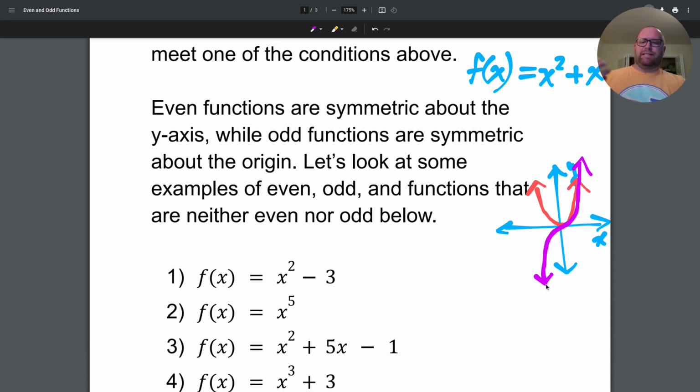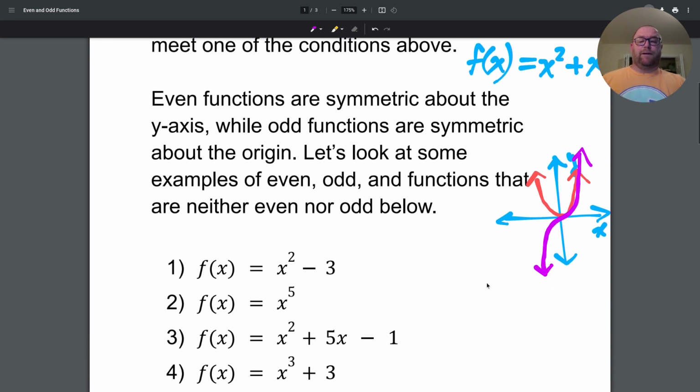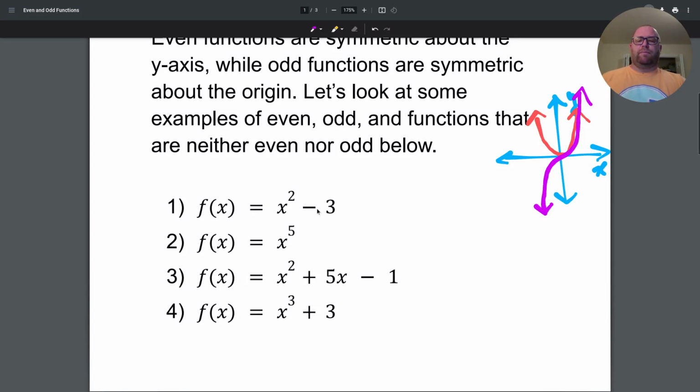So let's look at some examples here of functions that are even or odd or neither. Okay, so f of x equals x squared minus 3. Well, if I did f of negative x, would that be the same as f of x? If I do that, I have negative x squared minus 3. Well, the negative, when I square it, becomes positive, so this just becomes x squared minus 3. So this first one is definitely even.